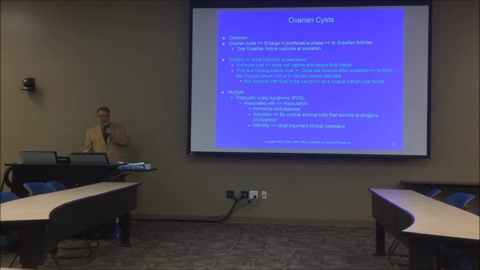What happens is that it should go to a corpus luteum cyst that it typically has to involute after ovulation. But here it just remains, and the fibrotic corpus albicans, a white body of fibrous tissue, remains with fluid in the cavity. So that corpus luteum would form a cyst. And there might be a multiple type.